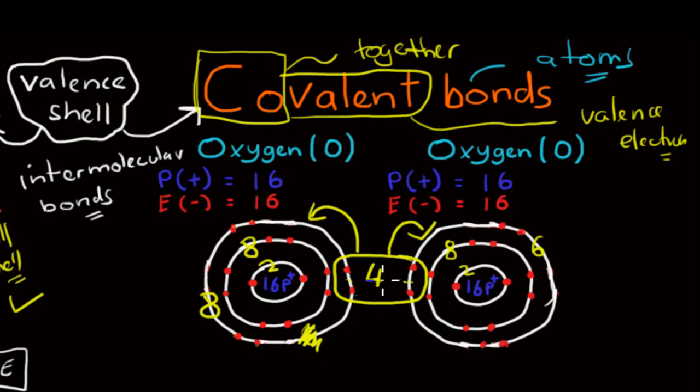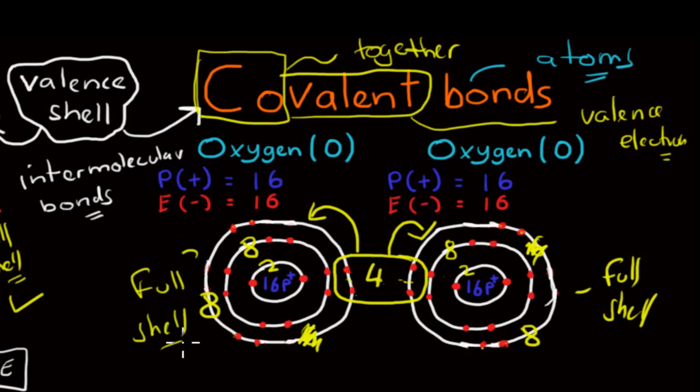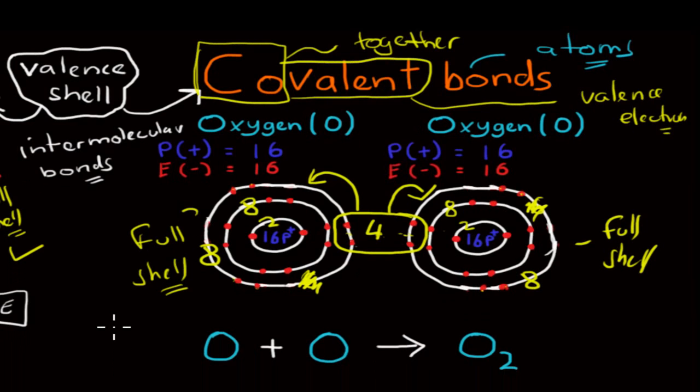This one again, those 4 get shared both ways. So 4, 5, 6, 7, 8. So again, not going to be 6 anymore. Also going to be 8. So now their valence shells are full. Both of these oxygen atoms are going to be completely happy. So that's why this occurs, because they make sure their shells become full, and the best way to do that for these would be to do covalent bonds.